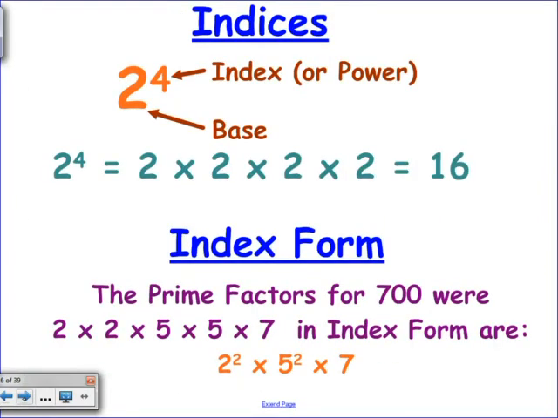Okay? Indices. An index tells you how many times to multiply the base number by itself. So in this example, 2 to the 4 represents 2 multiplied by itself 4 times. Okay? Index form is when you tidy up those prime factors into numbers with indices. So last week we did the prime factors for 700, which worked out to be 2 times 2 times 5 times 5 times 7. If they ask for index form, they expect you to put down 2 squared times 5 squared times 7. That's what they're expecting to see.